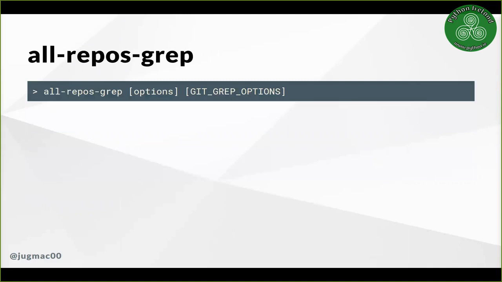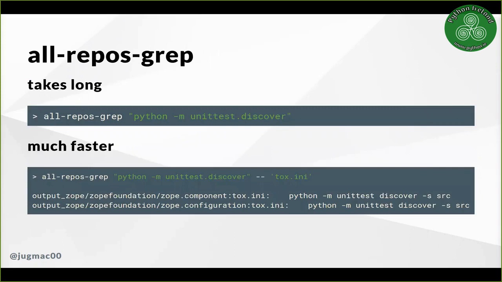The next command is all-repos-grep. As the name suggests, you can grep in all your repositories. This time I used it to look up which repositories use the unittest runner. And this took a little bit long, so I figured out there's another option. You can pass in a file pattern, so it only greps in those files. And we have two repositories using the unittest runner.